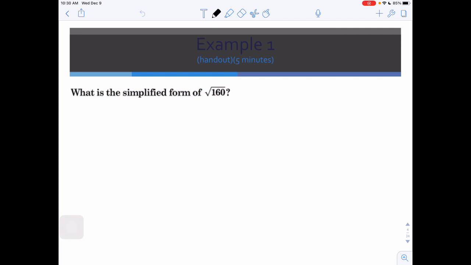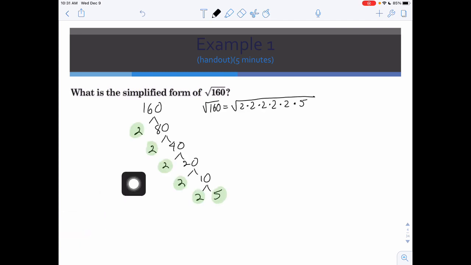Example 1 says, what is the simplified form of the square root of 160? There is more than one way to do this problem, so I'm going to show you the most basic way and then the way that the previous slide recommends. First we want to factor 160, so you might recognize this as a factor tree. You think of something that goes into 160. Since it's even, we know that 2 goes into 160, and 2 times 80 gives us 160.